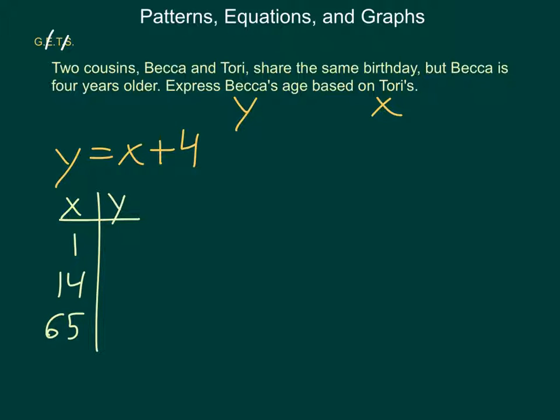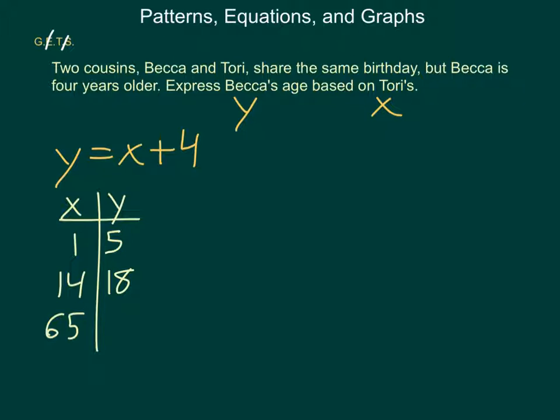Well, if we substitute these numbers in turn, so if I take my 1, substitute in for x, 1 plus 4 is 5. So when Tori had her first birthday, Becca had her 5th. What about 14? Again, substituting in, 14 plus 4 is 18. So when Tori turned 14, Becca turned 18.